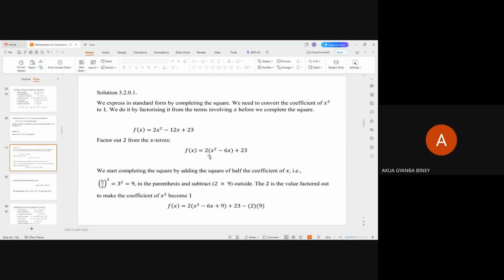So for this, after factorizing the 2 out from just the 2x squared minus 12x, not the constant, we end up getting this. Then we pick the b divided by 2 all squared. We add it to what is in the bracket. We subtract it from the constant. So minus 6 over 2 all squared gives us 9. So we add it here, we subtract it here.